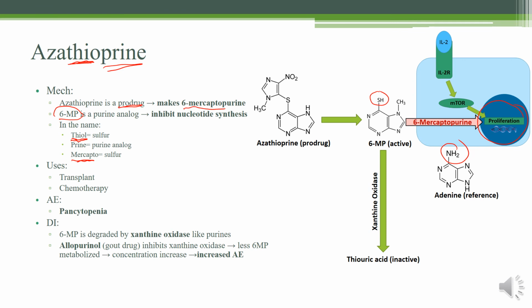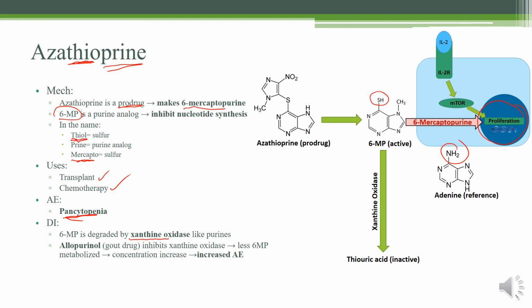It can be used not only for transplant, but it can also be used for chemotherapy, because it doesn't just inhibit the proliferation of white blood cells, but it also inhibits the proliferation of cells in general. So you could actually use it for chemotherapy. And it can often cause pancytopenia, of course, because your white blood cells cannot proliferate, neither can your red blood cells for that matter.